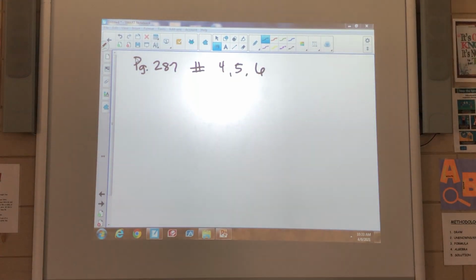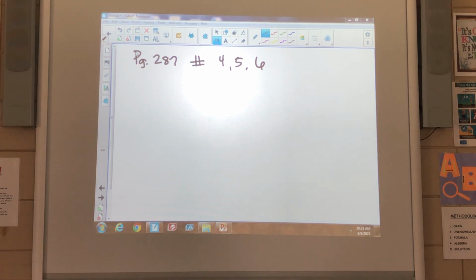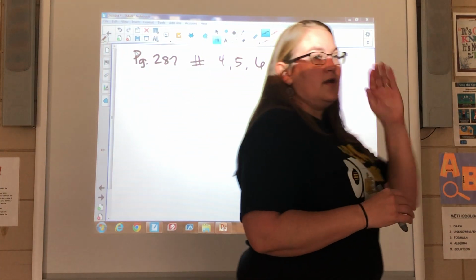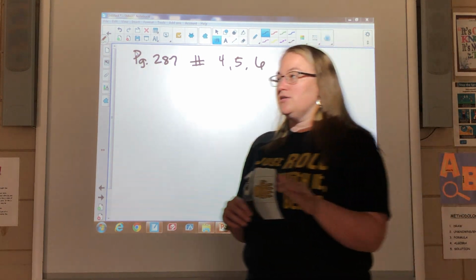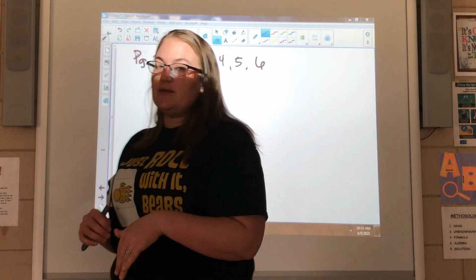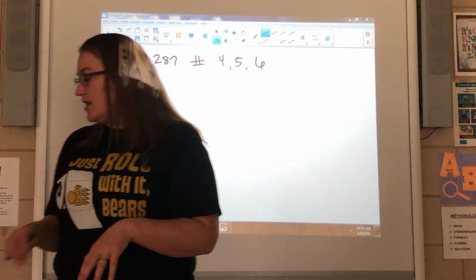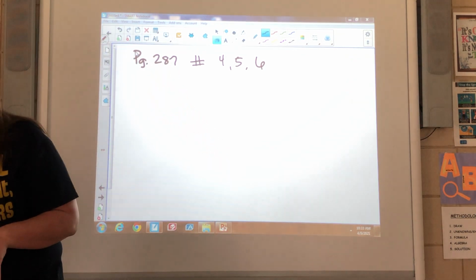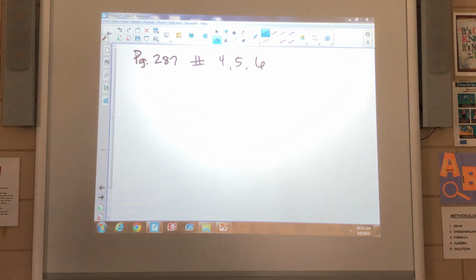All right, so what we're going to do is look on page 287 at some examples of how to go from a word equation to a skeleton equation to a balanced chemical equation. All right, so look at number 4. We're just going to jump right in.